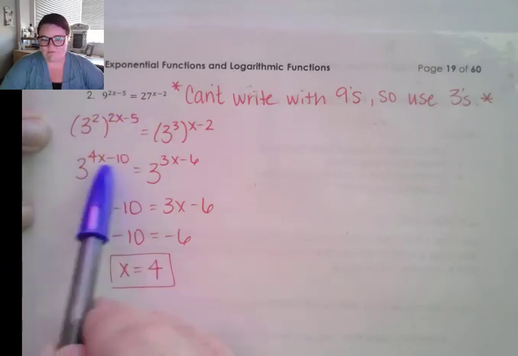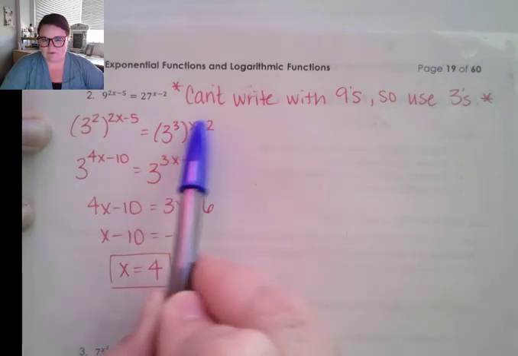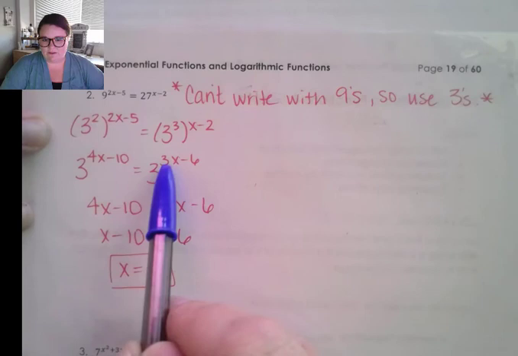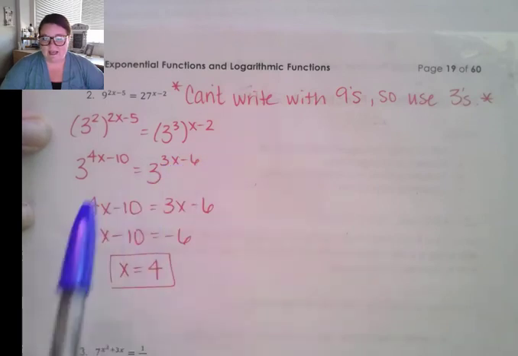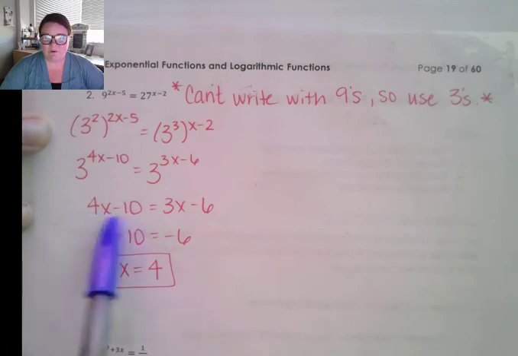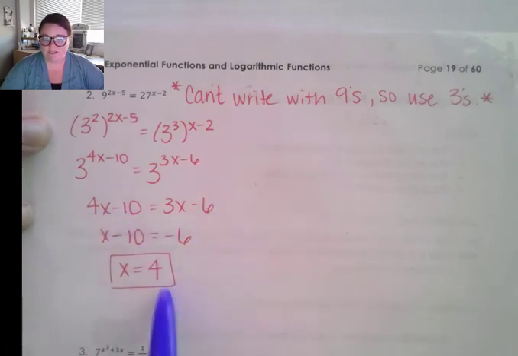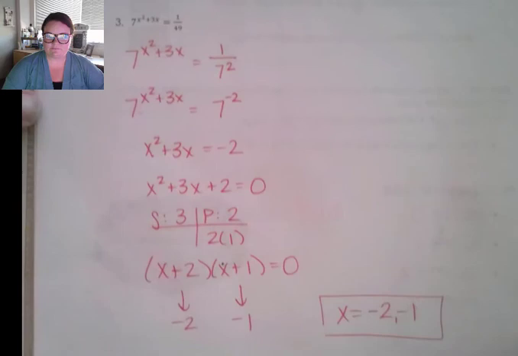So we get 3 to the 4x minus 10. Same thing over here, we have to distribute that 3 to both terms, which gives us 3 to the 3x minus 6. And then we can go ahead and drop our 3's. And we're left with 4x minus 10 equals 3x minus 6. And when we solve it, we should get 4. All right, and then the last one, number 3.